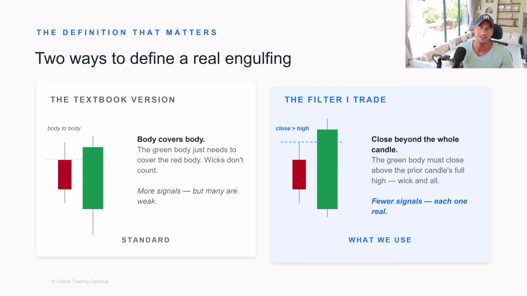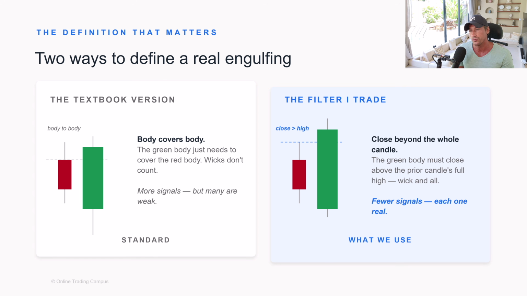On the left is the textbook version. Most courses teach this. The second body just has to cover the first body. That is it. Wicks do not matter. And look, that works. But it gives you a lot of signals, and plenty of them are weak. Now look at the right. This is the version I actually trade.